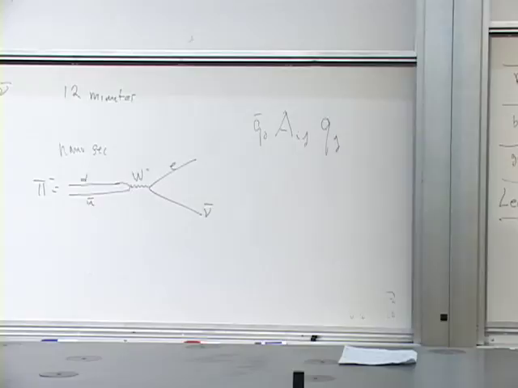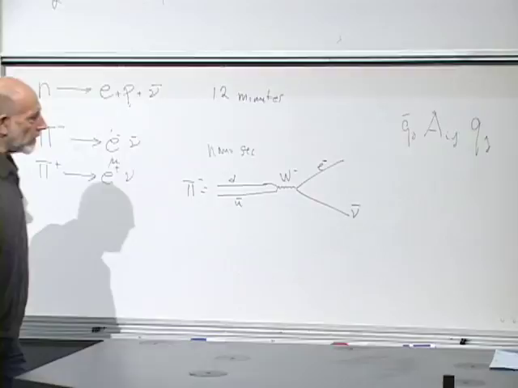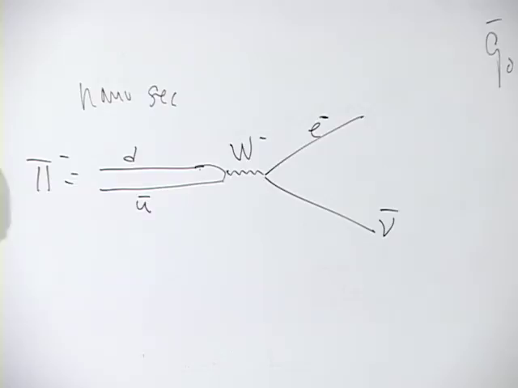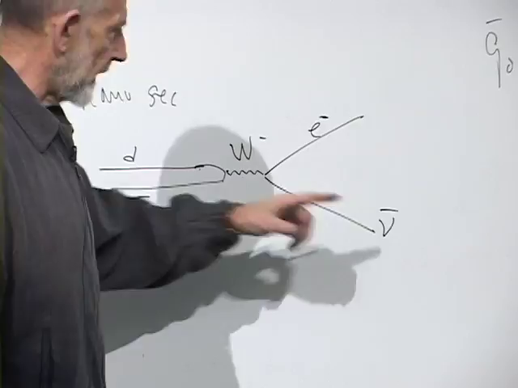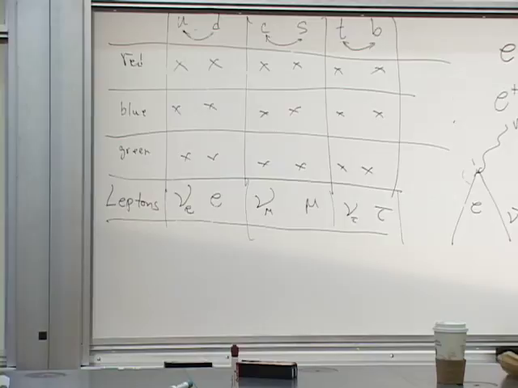And here it is: e minus, the ordinary electron. So that's the basic underlying process that governs the beta decay of the negatively charged pion into an electron and an antineutrino. Now, which antineutrino is it? There are three distinct antineutrinos. It's the electron antineutrino over here.